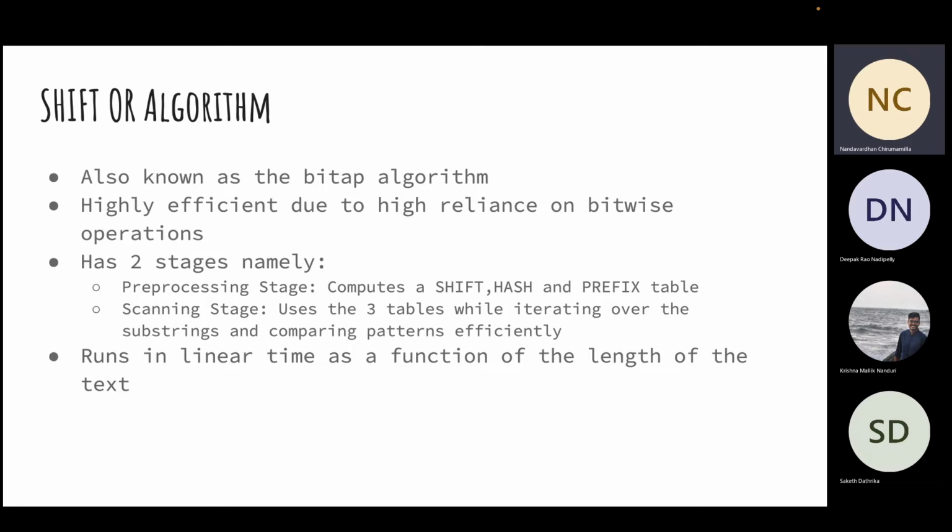Now, the Shifter algorithm has mainly two stages, namely the pre-processing stage and the scanning stage. In the pre-processing stage, we compute three tables: the shift, hash, and prefix tables. Although we're computing three tables and it's a little bit of computation, when we are working with a large number of documents and a huge number of patterns, it's very efficient during the scanning stage, such that the overall runtime complexity is efficient. So we use the three tables to determine what substrings to skip over and what paths to check a pattern against.